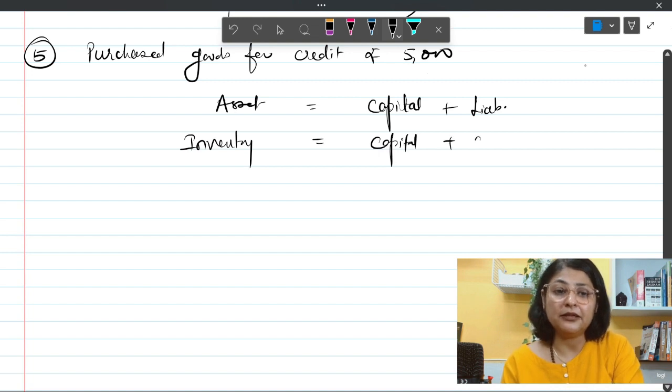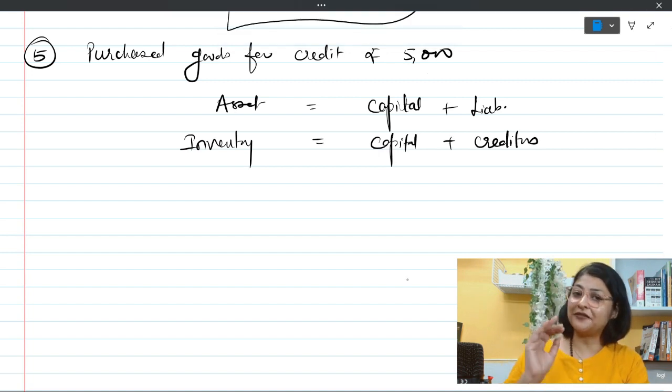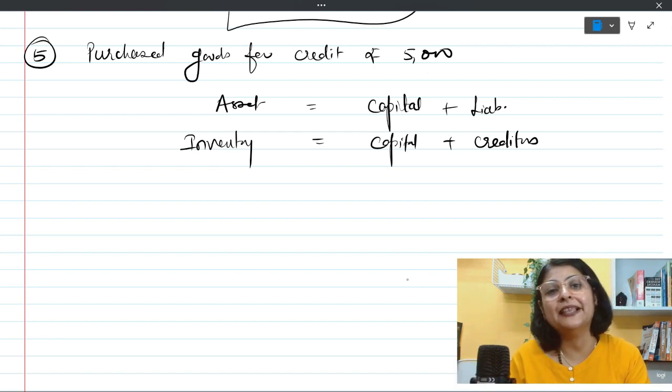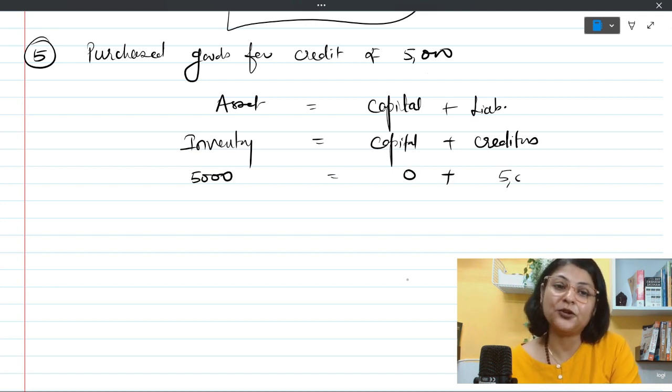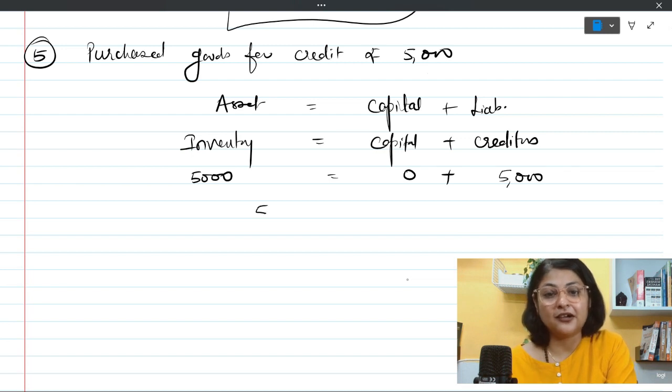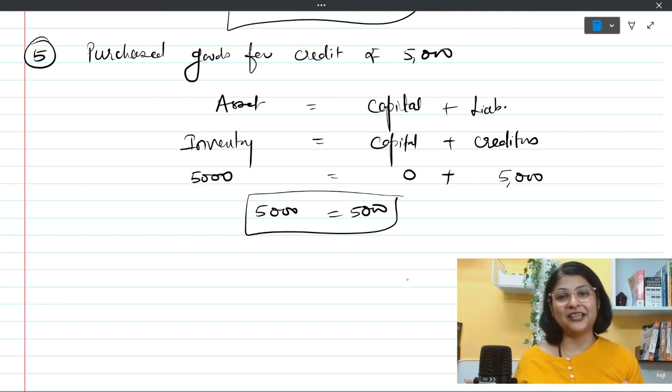But under liabilities we are generating creditors. Why? Because we are not paying to our supplier right now. We will be paying them in future. So we have generated creditors. So my 5,000 is going to be added over here. Capital, nothing changed. So I'll write 0 plus 5,000. So my accounting equation is again tallying with 5,000 plus 5,000. So this is the accounting equation, students.